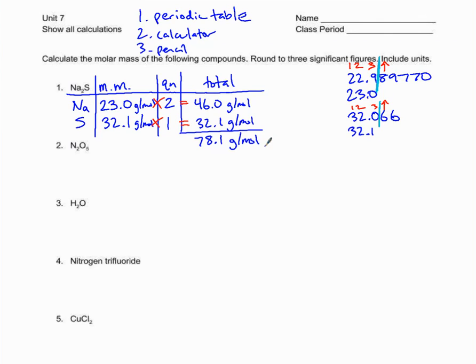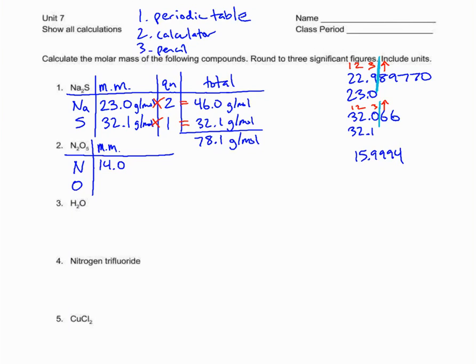So I want to keep this video short. We'll just do one more, and it'll be N2O5, dinitrogen pentoxide. So let's go ahead and start our table. Nitrogen and oxygen are the elements involved. Molar masses. So from the periodic table, nitrogen is 14.00674. And to 3 significant figures, it's 14.0.